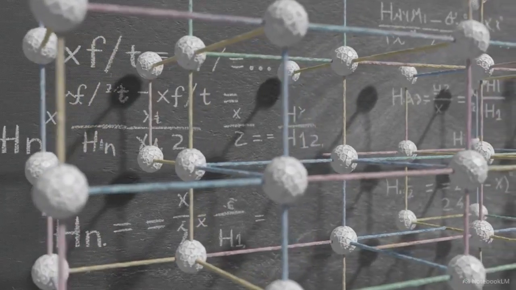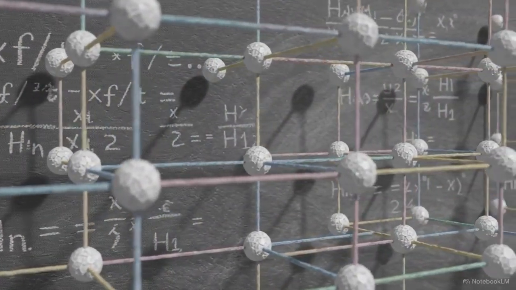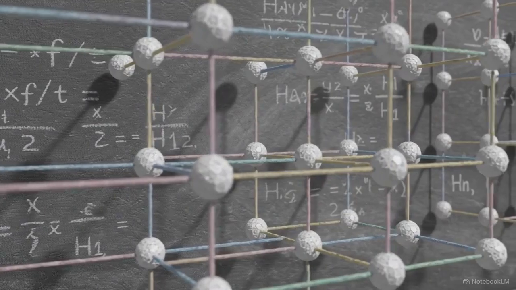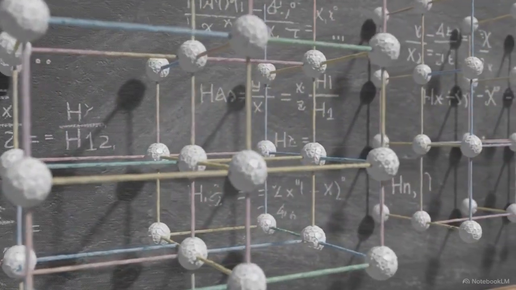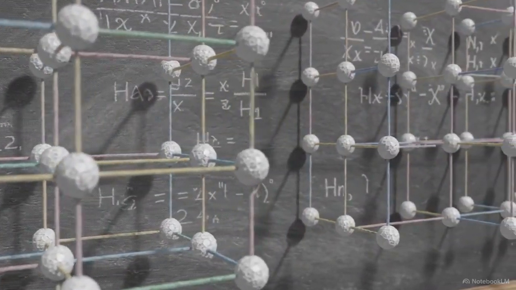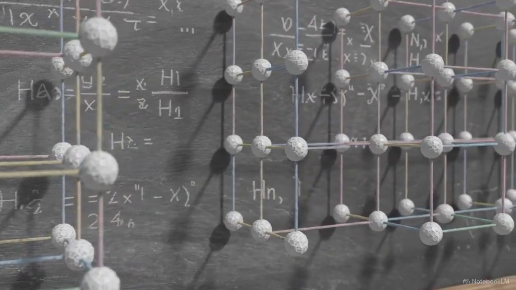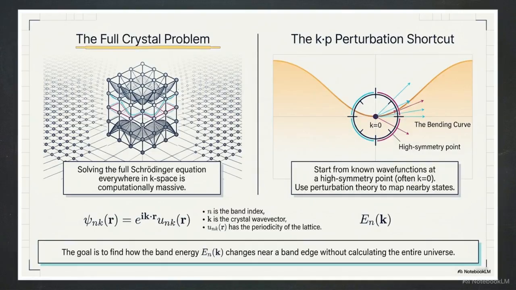Modeling the electronic states across an entire crystal lattice presents a significant computational bottleneck. Solving the Schrödinger equation everywhere requires calculating a nearly infinite environment. This comparison contrasts the intensive full crystal problem on the left with the k·p perturbation shortcut on the right.